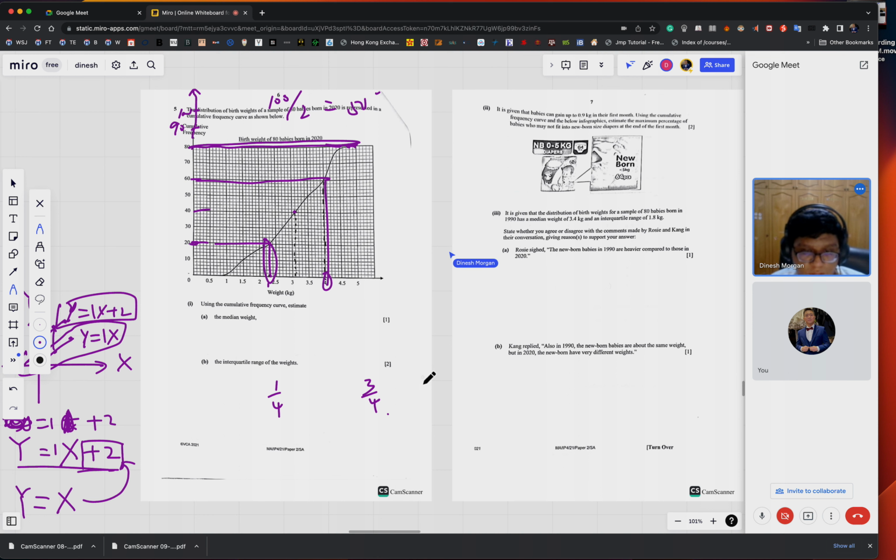The gain up to in the first month. So questions like these are the low hanging fruits, the easy pickings. So you have to grab it. Estimate that.